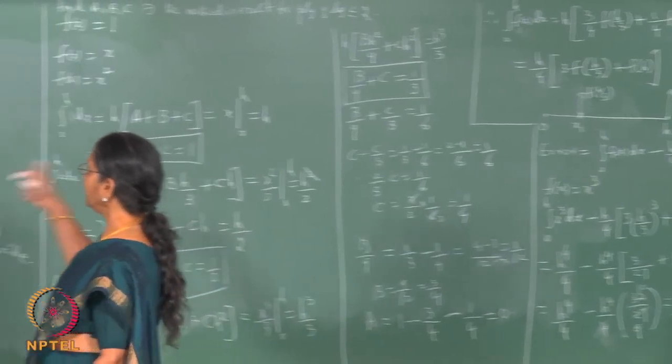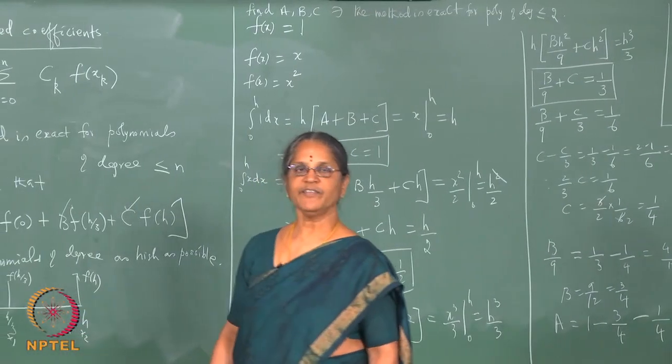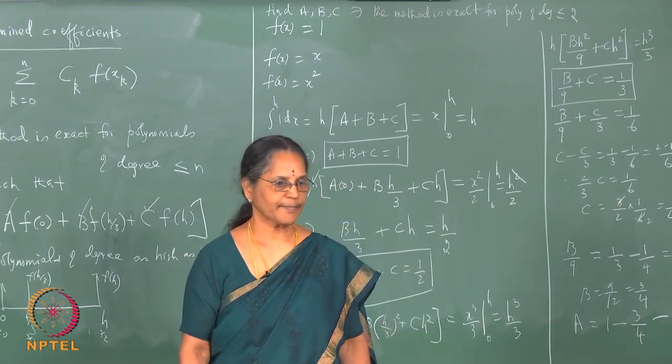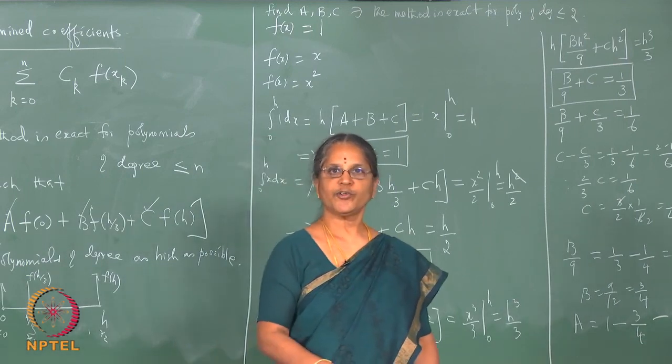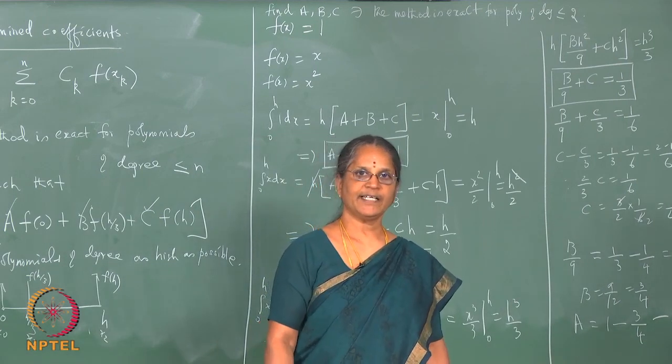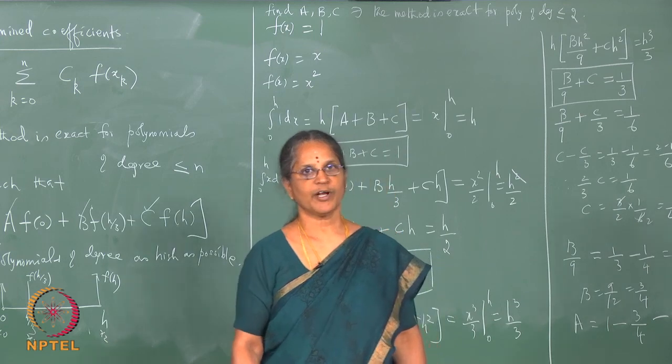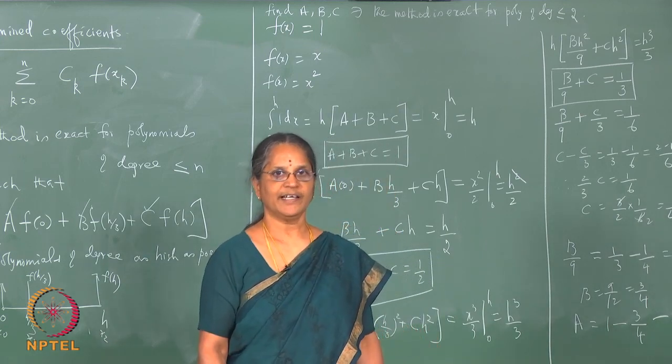So, that completes our discussion on method of undetermined coefficients. We move on to another method which is called Gaussian quadrature, that we will take up in the next lecture.